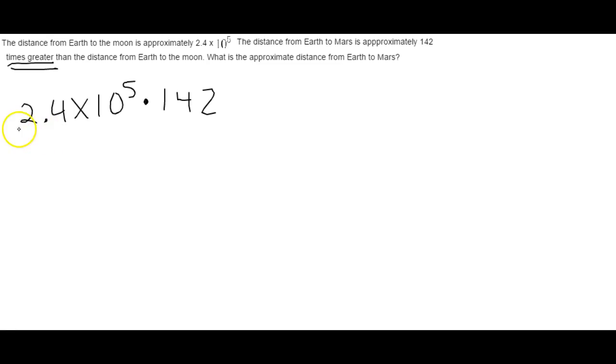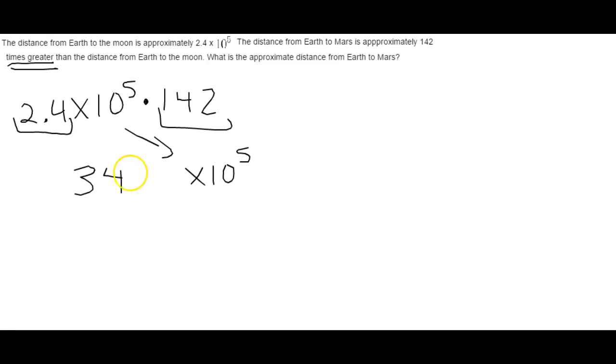When we multiply them together, we're actually going to multiply only the 2.4 times the 142. The times 10 to the fifth is just going to come down. So 2.4 times 142 is 340.8. Now we run into a problem. This is no longer in scientific notation. We need that decimal to be directly after the 3.